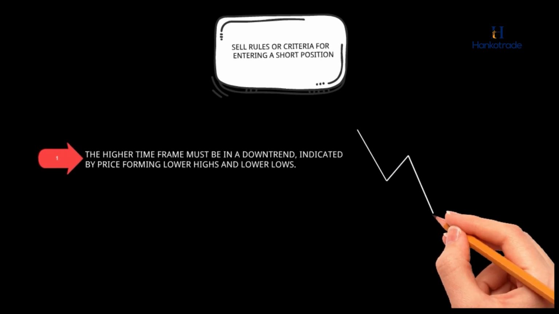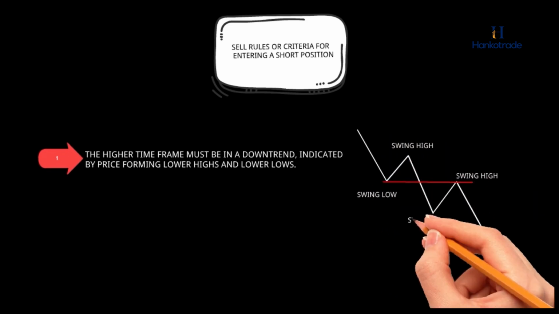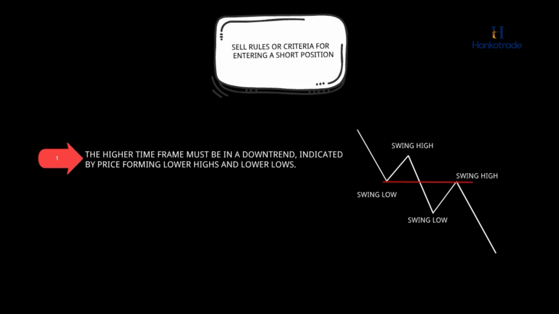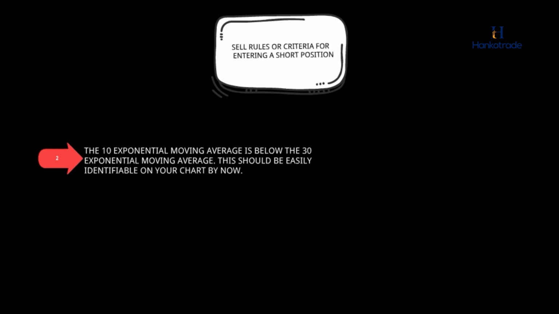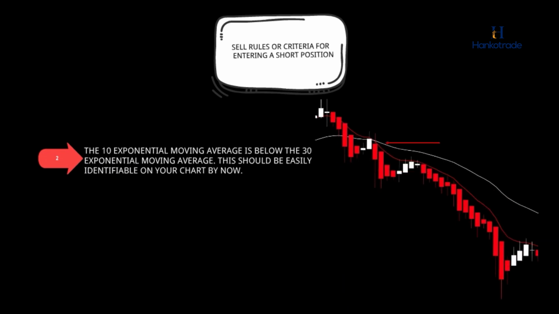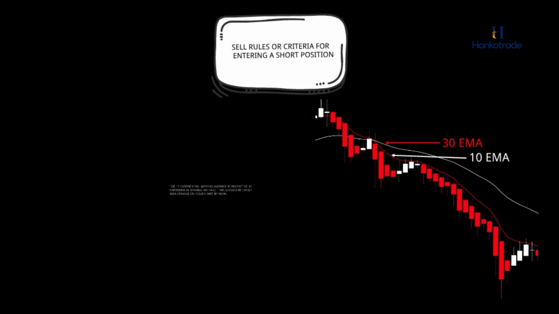Criteria for a short trade. 1. The higher time frame must be in a downtrend, indicated by price forming lower highs and lower lows. Criteria number 2, the 10 exponential moving average is below the 30 exponential moving average. This should be easily identifiable on your chart by now.